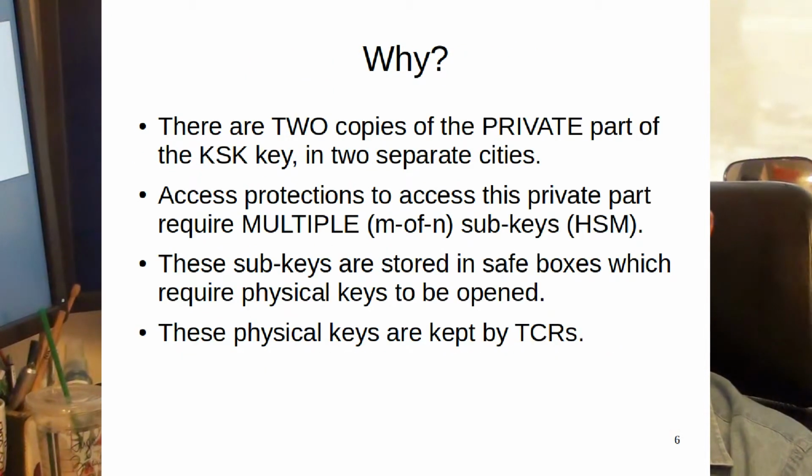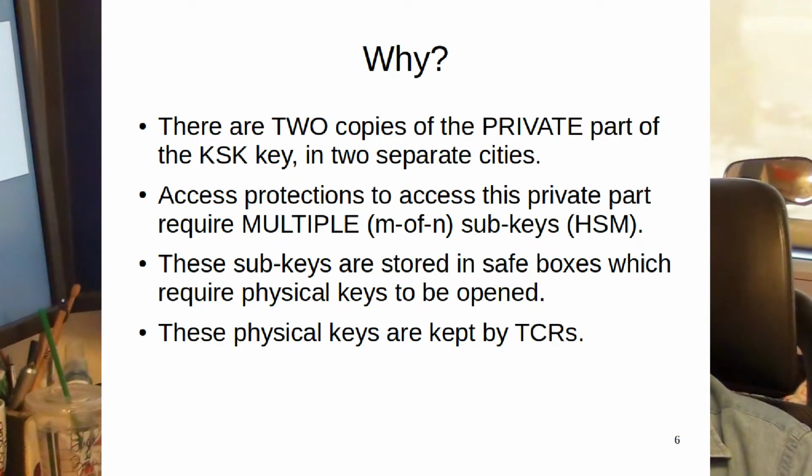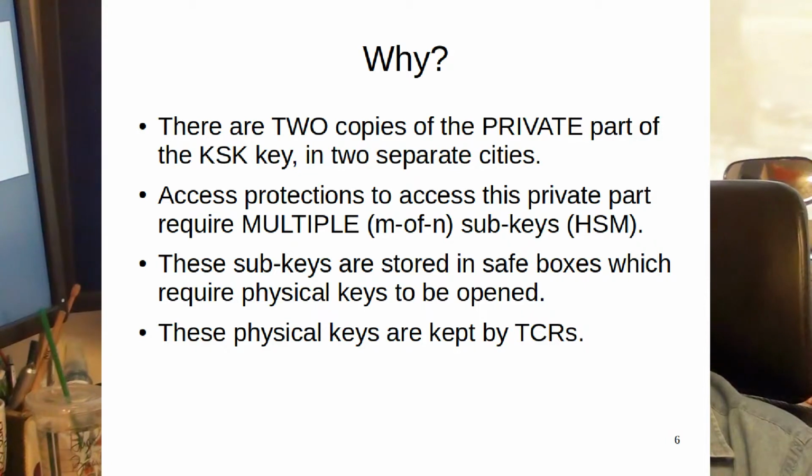This is needed because in normal asymmetric cryptography operations you need to have access to the private part of the key, which needs to be stored in a secure place. The current method hides the private part inside an HSM that needs to be accessed by M of n other HSM keys. The trusted community representatives hold physical keys that are needed to unlock safes where these M of n HSM keys are stored.